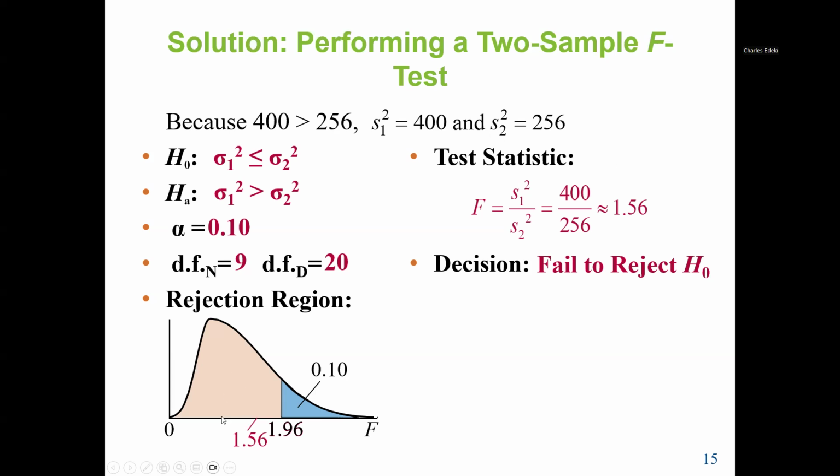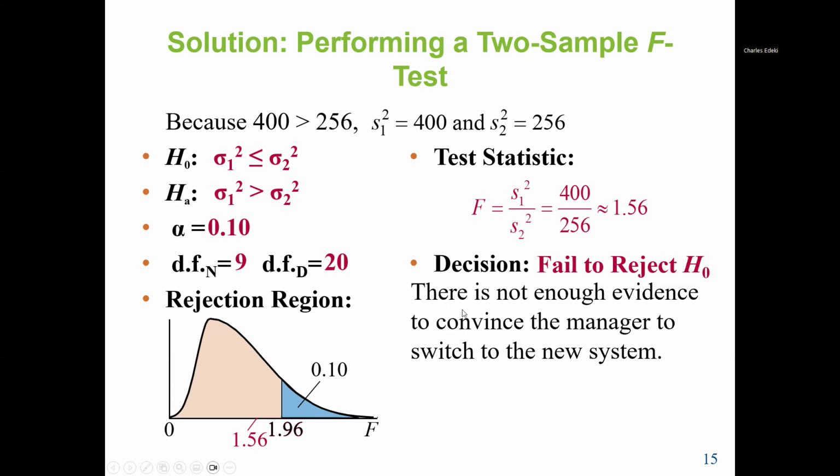Same concept as the chi-square we covered earlier. If the test statistic value is greater than the critical value, then we are going to reject H0. Here in this case, the test statistic value is less than the critical value, so we fail to reject H0. So our interpretation means there's not enough evidence to convince the manager to switch to the new system.